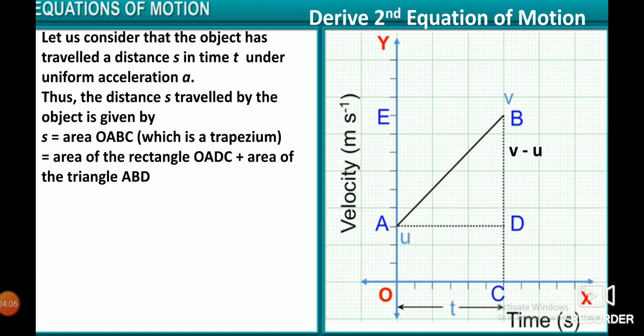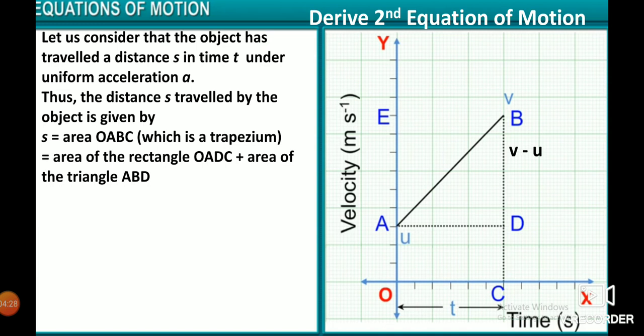Now, do you know what is the area of rectangle? It is length into breadth. So, what is length of the rectangle? It is OA. And what is breadth of the rectangle? It is OC. And do you know what is the area of triangle? It is half base into height.